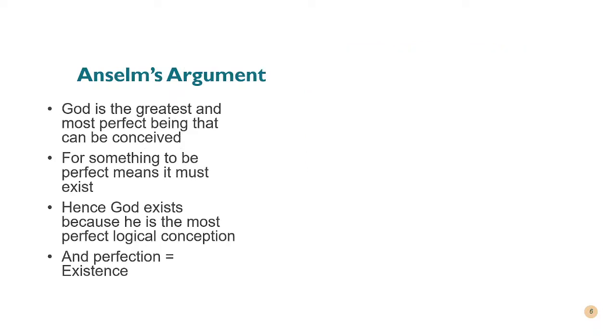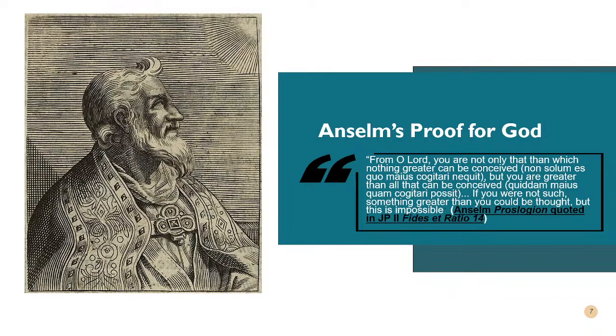So Anselm's argument, just to simplify it, goes something like this. Namely, that God is the greatest and most perfect being that can be conceived. And for something to be perfect means it must exist. Hence, God exists because he is the most perfect logical conception, and perfection equals existence. This is taken from Anselm's own Proslogion, where he formulated or wrote down his argument.